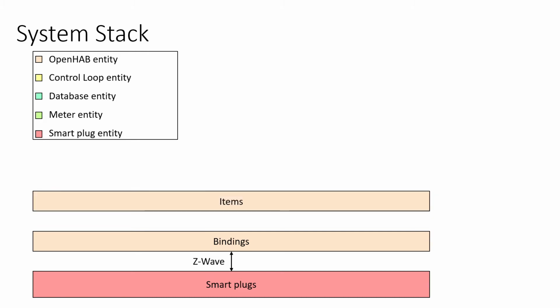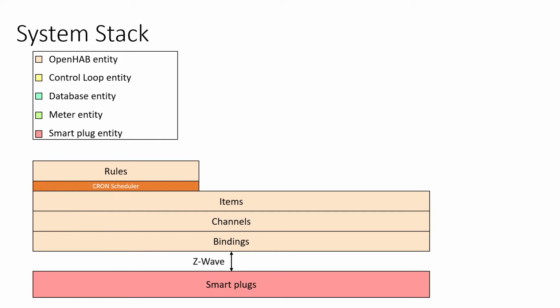OpenHAB items represent the functionality of devices configured in OpenHAB. For the smart plugs, the main items used are on-off control. The functionality of these items is communicated to the device through channels. OpenHAB has its own programming language, known as the OpenHAB rule system, which can be used to implement control logic.